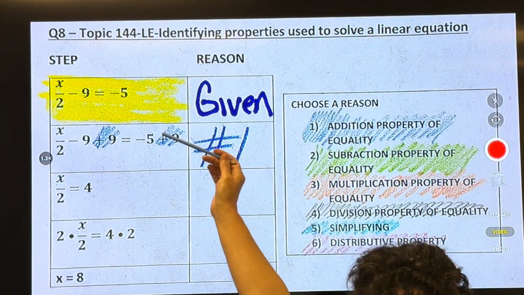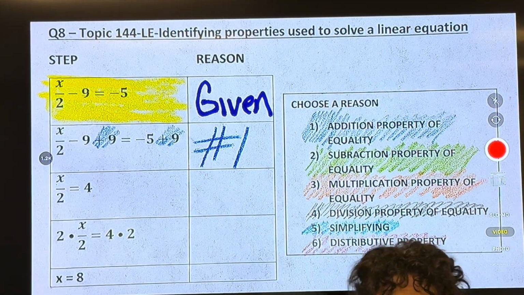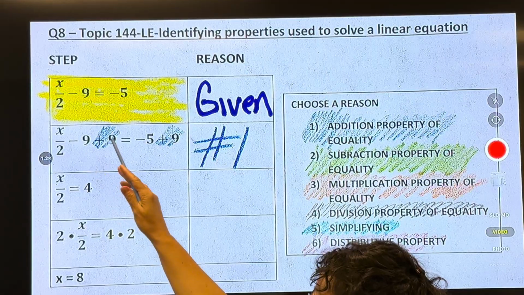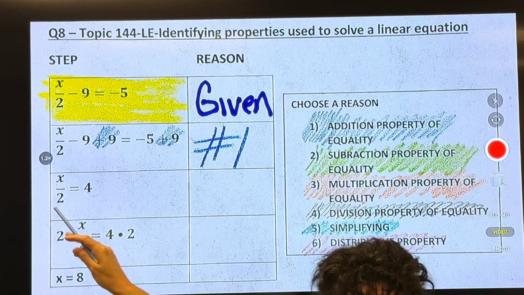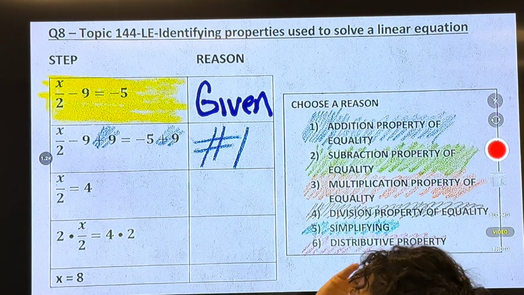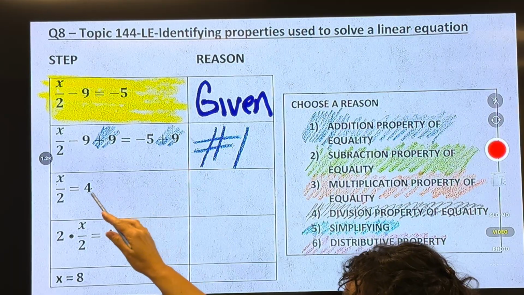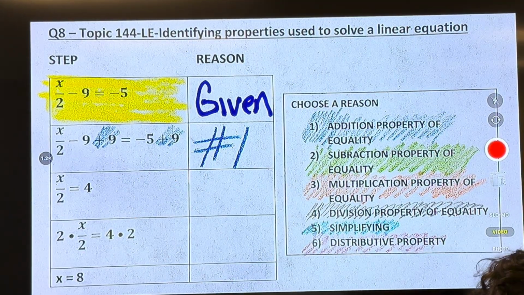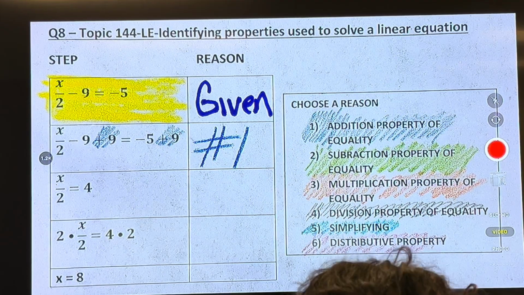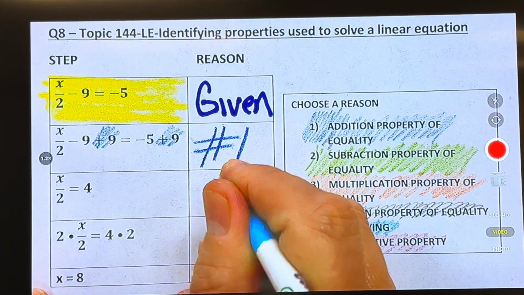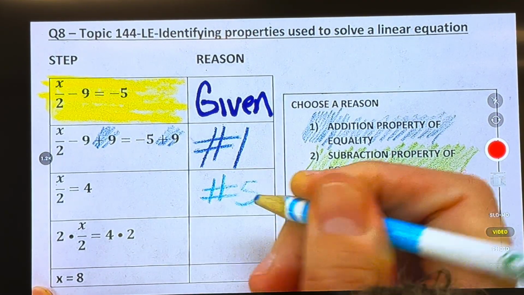Now to move from this line to this line, they actually did the addition. Negative 9 plus 9 is nothing, leaving me with x over 2, and negative 5 plus 9 is 4. So we're just simplifying. Okay, so we're gonna choose number 5, which is simplifying.